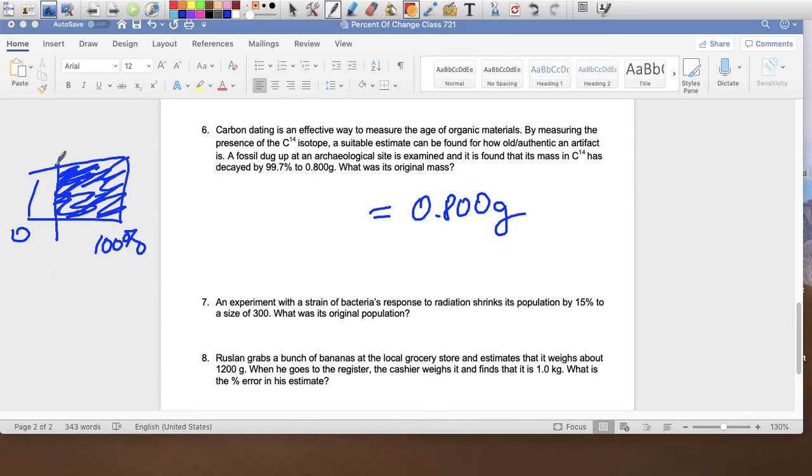So it lost 99.7%. So it really lost a lot of its mass, and it's got a very tiny mass. So what's left over here? 0.800 grams, right? Not even a kilo. So the mass or the weight that it has is 0.800 grams. So we're going to write that this is 0.3%.